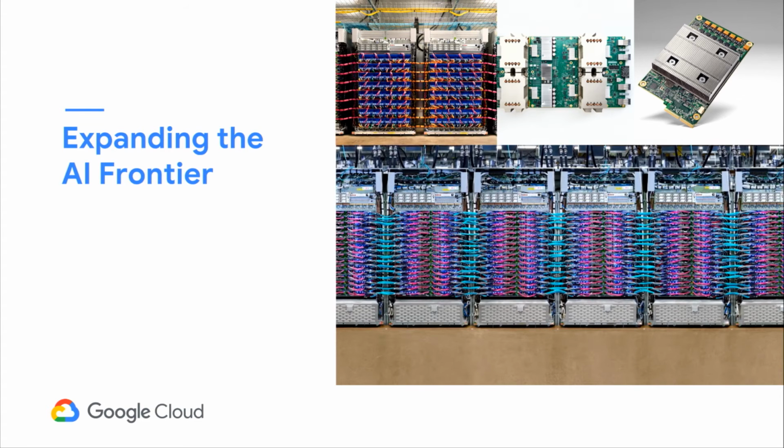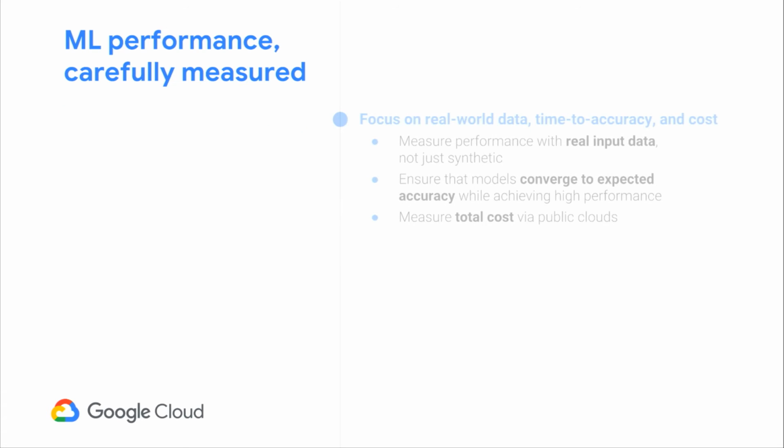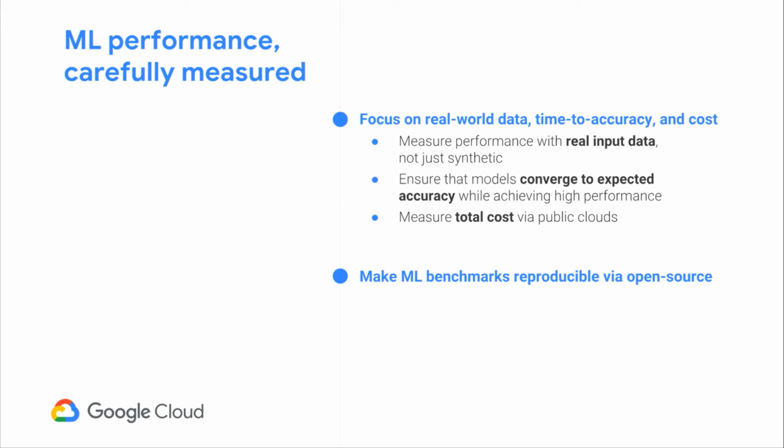So we're really committed to expanding the AI frontier and to sharing our hardware platforms and the software we run on top of them, like TensorFlow, with all of you through Google Cloud. So I'd like to focus on real-world performance with the Cloud TPUs that you can rent today. Now, I know that if you're training machine learning models or running machine learning models, performance is one of the most important features for you. And I just want to emphasize how important it is to measure performance carefully.